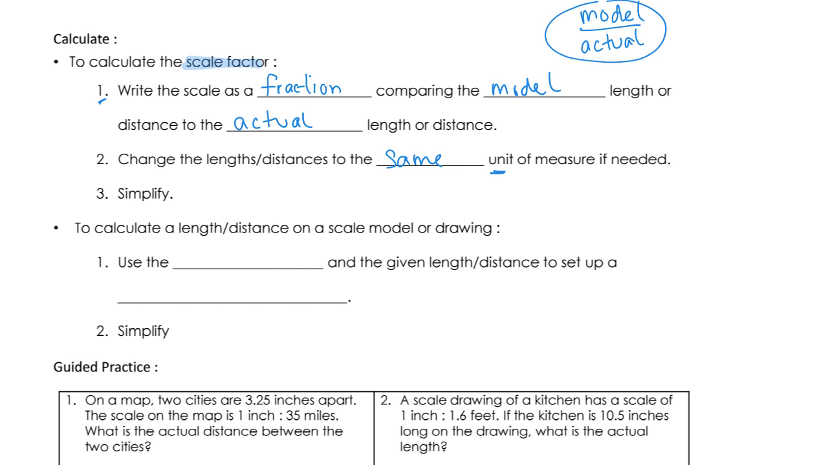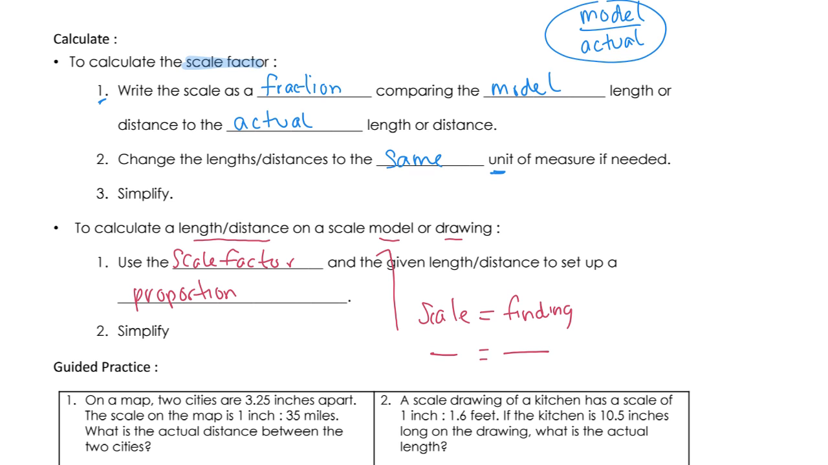But if we're calculating the length or distance of a scale model or drawing, you use the scale factor. We take our scale factor and the given length to set up a proportion. We set up a proportion where our scale is equal to what we're finding. So we would set up a proportion to find the missing length. All right, so let's do a couple of examples here.